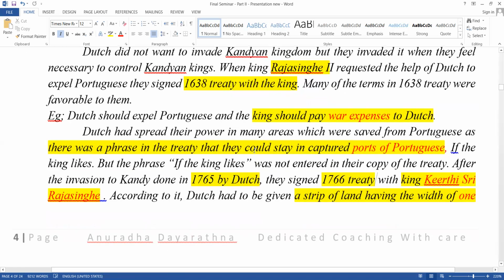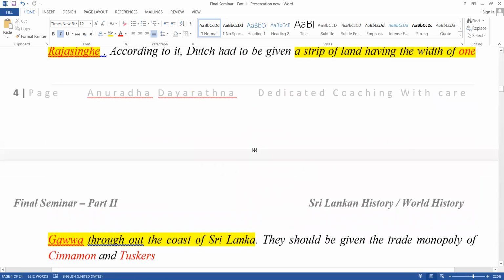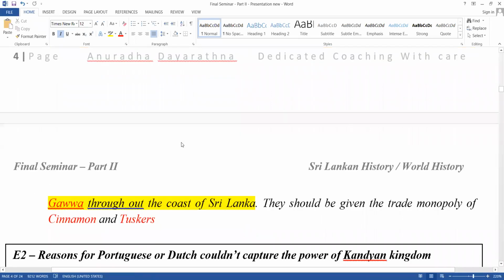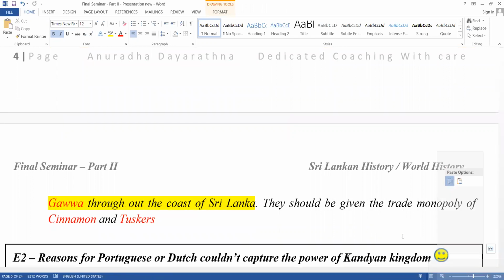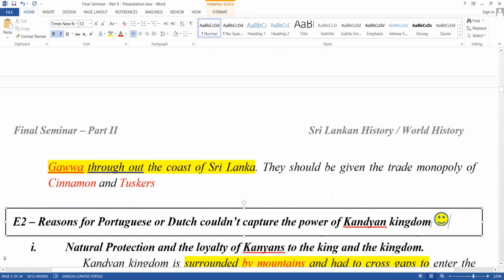Third, now this is that question and the next half of the question. They should be given the trade monopoly of cinnamon and tuskers in the Kandyan Kingdom. So that's also favorable for them. The next possible model question is this one: reasons why the Portuguese or Dutch could not capture the power of the Kandyan Kingdom. For this also, I am putting a smiling face. So that is also an important question.